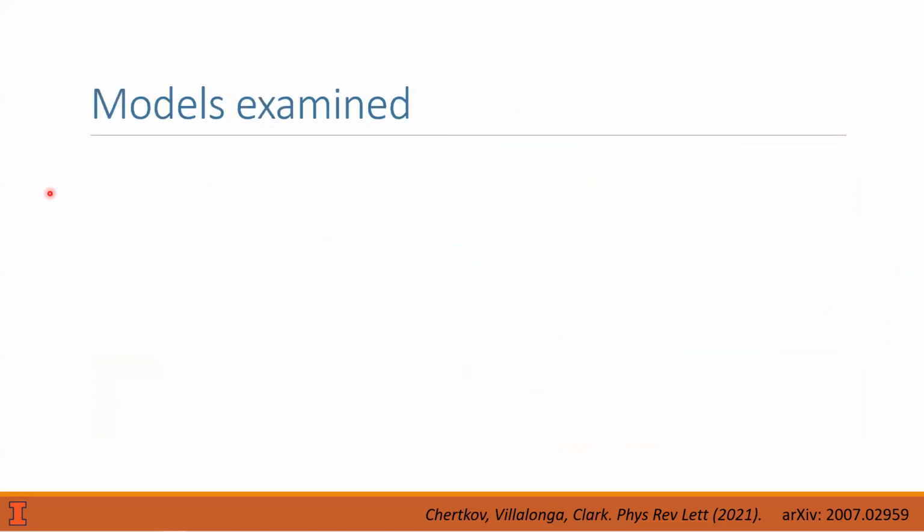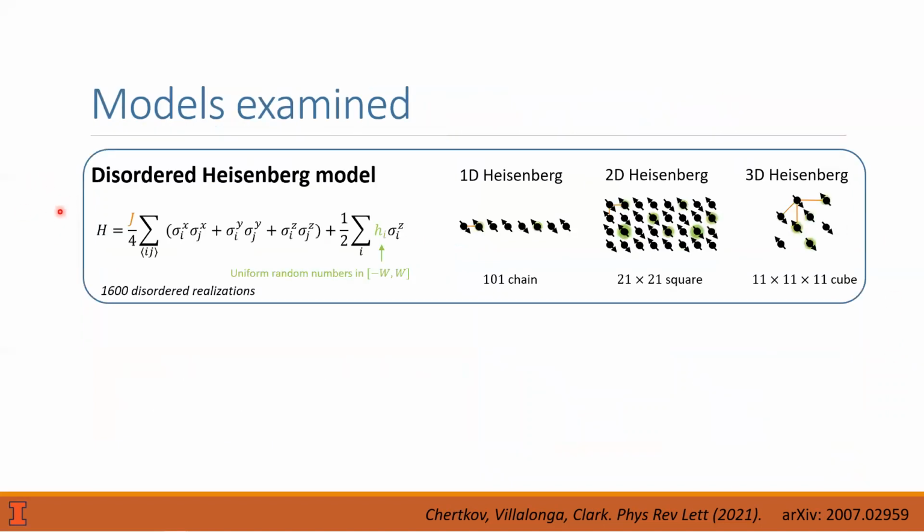So let me just briefly explain what models we looked at. We looked at 4 different models. First is the disordered Heisenberg model I mentioned earlier, in 1 dimension, 2 dimensions, and 3 dimensions. Remember, the 1D model had been studied a lot, but actually the 2D and 3D models hadn't been studied before numerically.